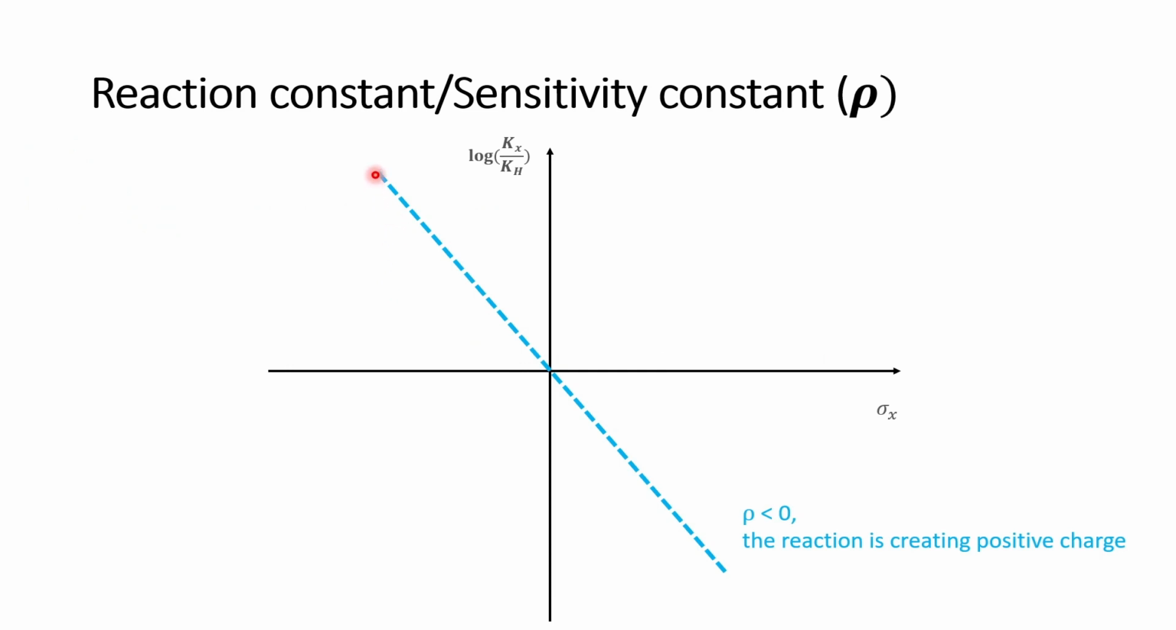The final scenario is where you have a negative rho value, or a negative slope, in this kind of plot. From the previous knowledge, we know that if the slope is a non-zero value, the reaction is sensitive toward the substituents. In this case, since we have a negative slope, the reaction is creating a positive charge during the intermediate formation. So with that, we have four different cases with different rho values, and now we know what these rho values mean.